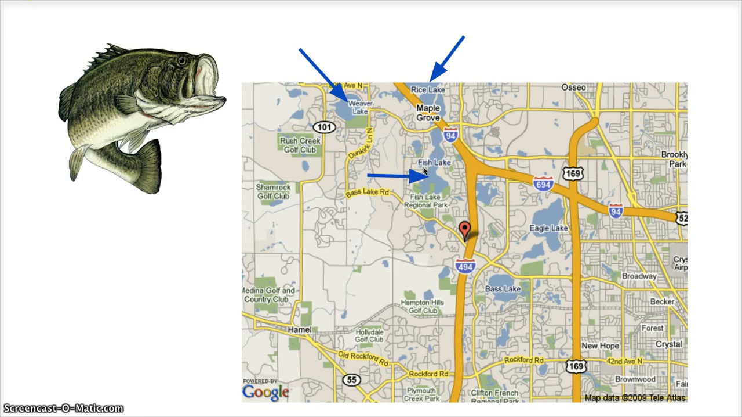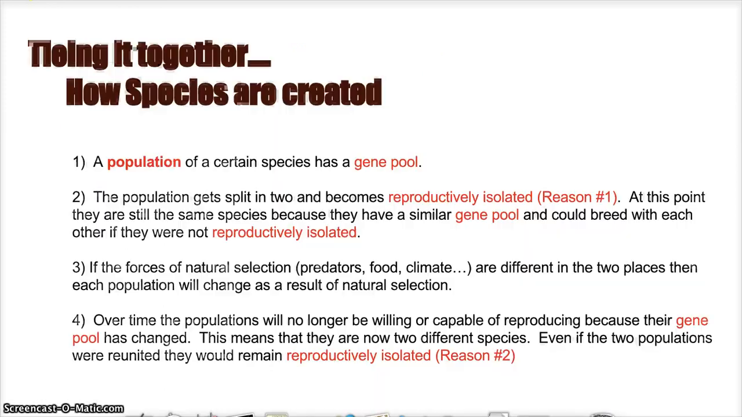Now, they're all the same species. The largemouth bass here are the same species as the largemouth bass here and the largemouth bass here. But technically, this is its own population, this is its own population, and this is its own population because they're unable to pass from one lake to the next. If Rice Lake and Fish Lake, because of flooding, were connected for a period of time, then all of the largemouth bass in those two lakes would be free to mix, and they would be considered simply one population instead of two.